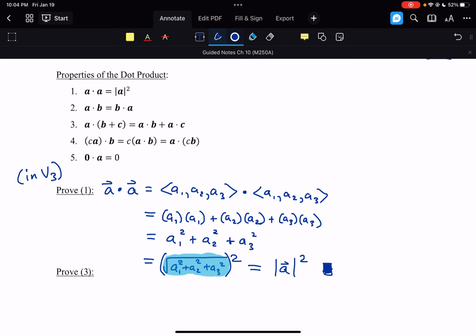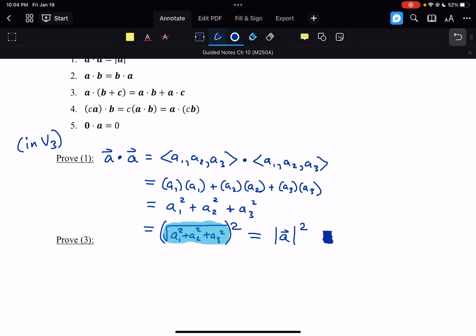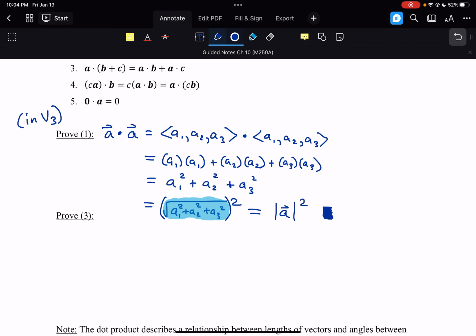And we'll draw our little celebration box here. That lets us know that the proof is complete. But that's what we wanted. A dot A is equal to the length of A squared. And we're also going to prove property 3, so that distributive property for the dot product.